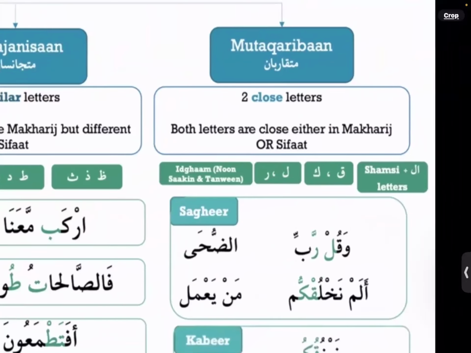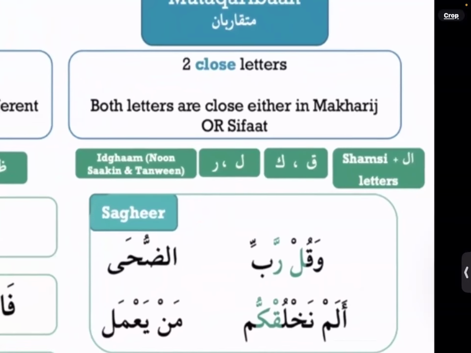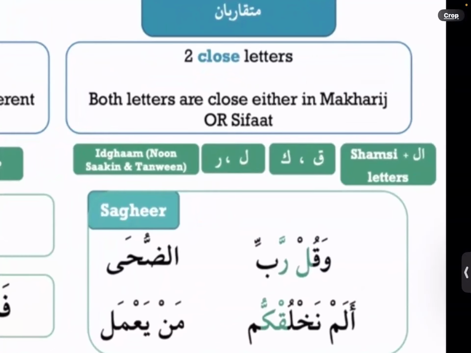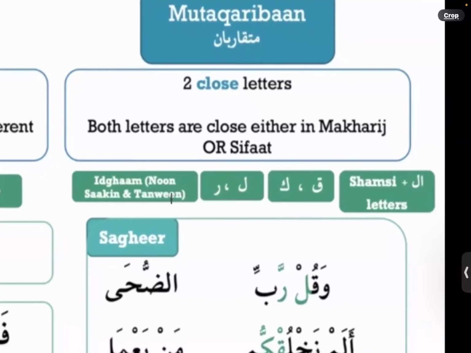Easy. Now moving on to the idgham of mutaqariban, the idgham of the two close letters. That's when both letters are close in either their makhraj, their articulation point, or in their sifa, their characteristic. And again, in clusters. So the first one is idgham of nun sakin and tanween. We talked about this. Yarmulun. If you've forgotten, go back to your notes, go back to the recordings, and see what we've talked about. That is a type of idgham mutaqariban. Nun sakin followed by ya, ra, meem, lam, waw, nun.